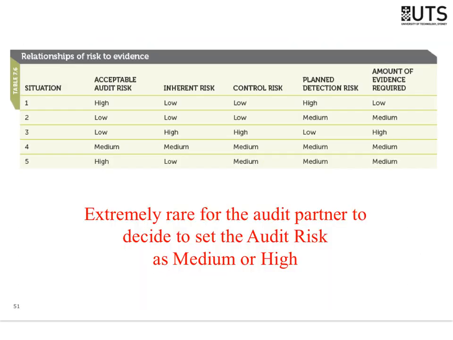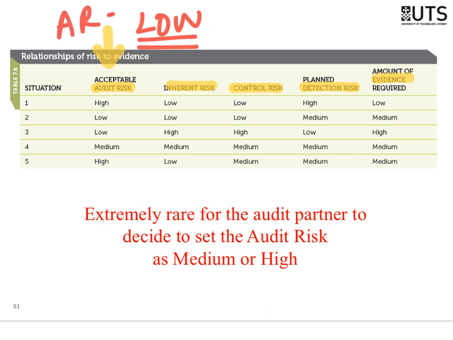Now, this table is from your textbook. I'm not the biggest fan, purely because what it does is it's trying to show you the relationship between audit risk, inherent risk, control risk, detection risk, and how much evidence is required. But the reason I don't like it is because when it comes to audit risk, guys, which is the risk that we will provide an incorrect audit opinion, we always want that to be low. There's no way that we would want to have a high risk that we're going to provide an incorrect audit opinion, because that would just expose us to legal liability. So we always want audit risk to be low. That's why I'm not a big fan of this, this, and this, okay?